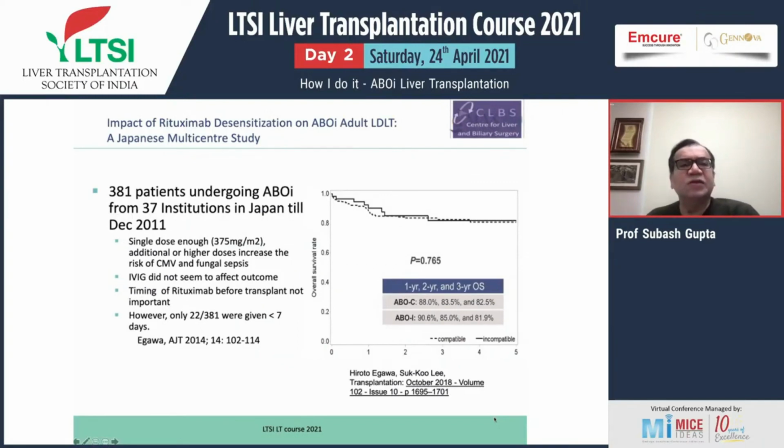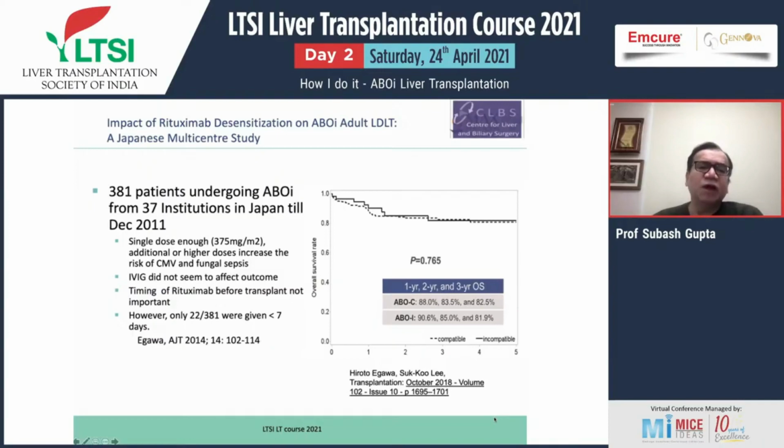So what about efficacy of rituximab desensitization from different centers? This is by Professor Igawa from Japan. He looked at patients from 37 institutions, 381 patients, and he made a number of important points. First of all, he showed that it's completely feasible to do. Second, he highlighted that one dose of rituximab was sufficient. If you wanted to use multiple doses, then you would end up with CMV infection or fungal sepsis. He also said IVIG did not seem to affect outcome, and this is what has been our experience. We'll share with you later on. And timing of rituximab before transplant is not important. That's what he said in the paper.